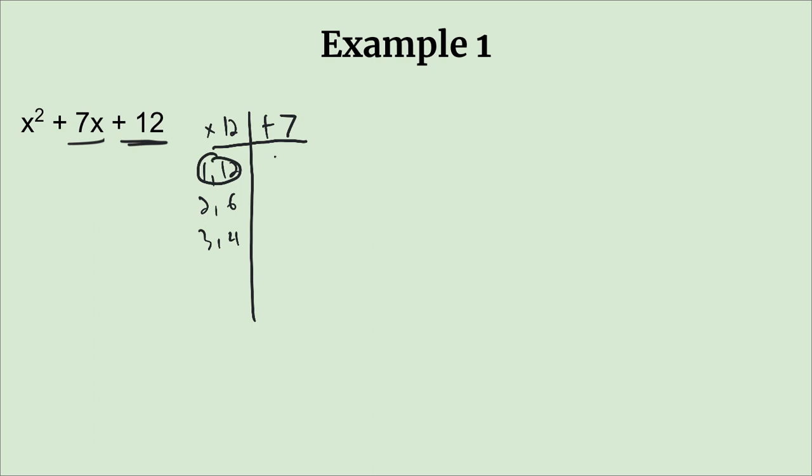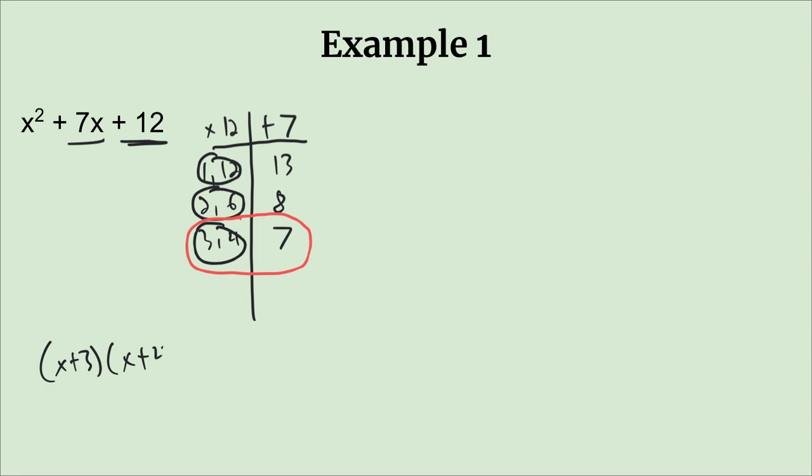1 plus 12 is 13. 2 plus 6 is 8. 3 plus 4 is 7. And we see, looking at these, that we want to multiply to 12 and add to 7. So we're going to be using 3 and 4 as our factors. So this would then break up into x plus 3, x plus 4, and that would be your final answer. You could also write that as x plus 4, x plus 3, and it's the same thing.